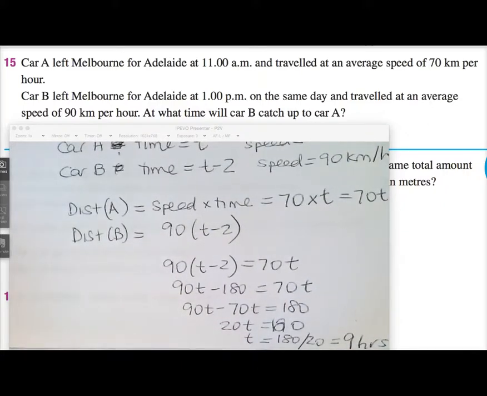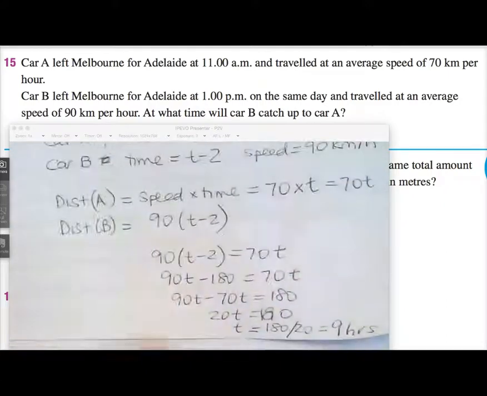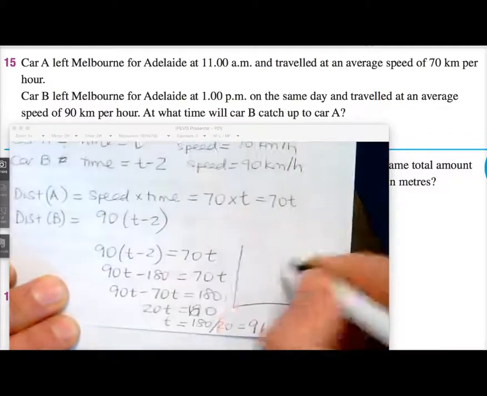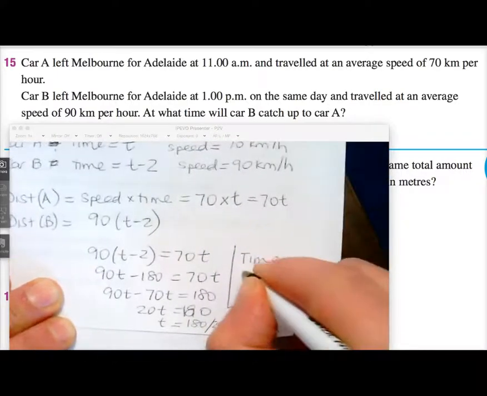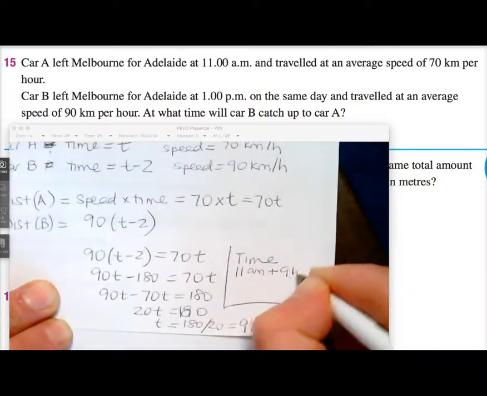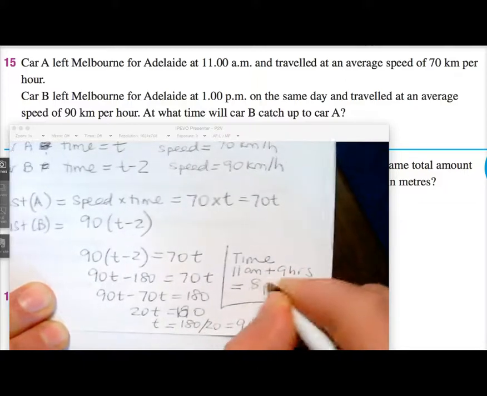7 hours. Then work out what time it will be. 8 p.m. Therefore the time will be 11 a.m. plus 9 hours is 8 p.m. when they will meet.